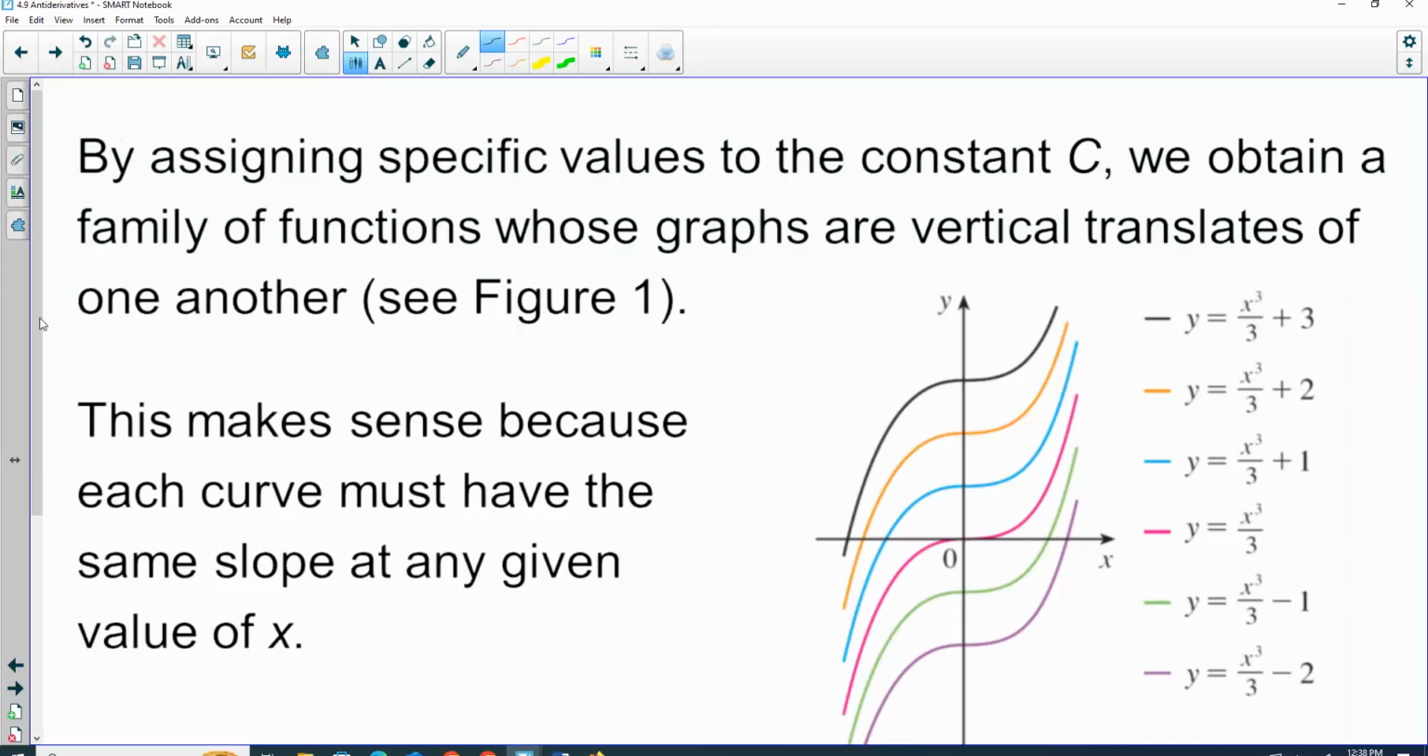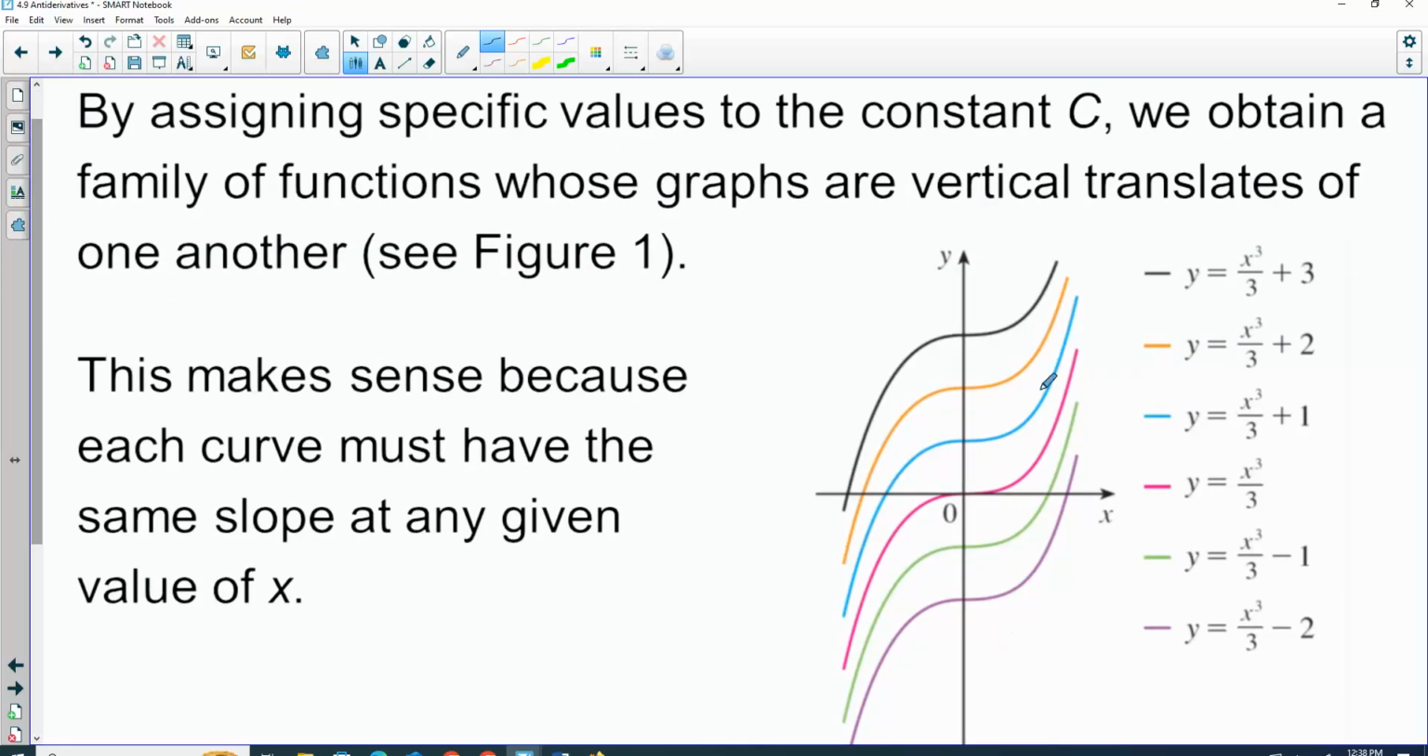And this just shows you the graphs of a lot of different ones. You see that it's all the general shape. All that constant does is move your graph up or down. But the derivative, the rate of change, would be the same at any given point in time.